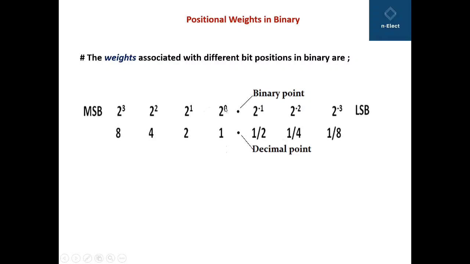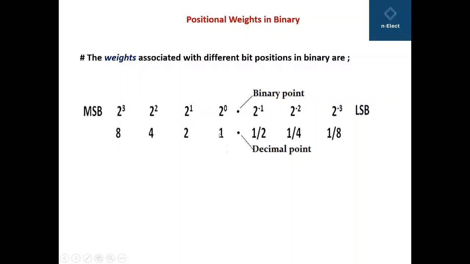And the positional weights are 2 raised to power 0, 2 raised to power 1, 2 raised to power 2, 2 raised to power 3, while after the point, since we are talking about a binary number, we will call this point a binary point, not a decimal point. So on the right hand side of the binary point, we will have the weights like 2 raised to power minus 1, 2 raised to power minus 2, 2 raised to power minus 3, and so on.